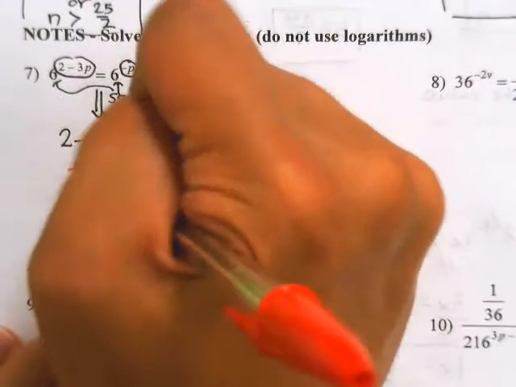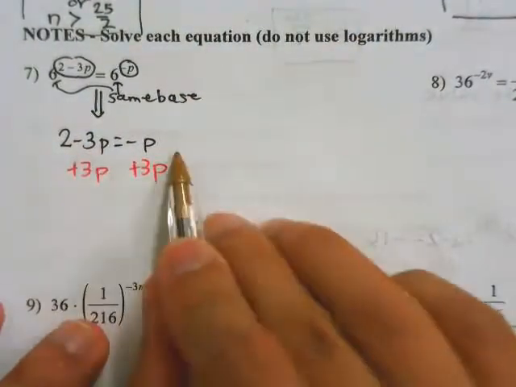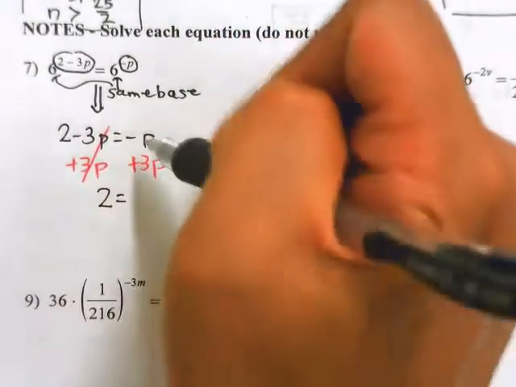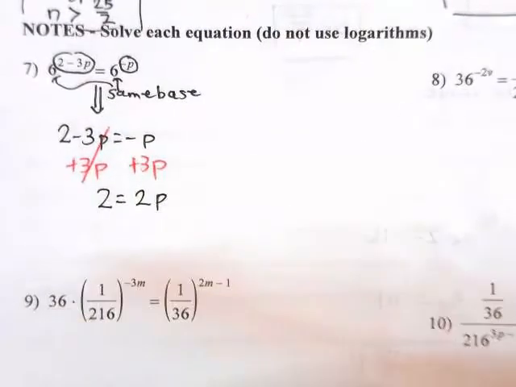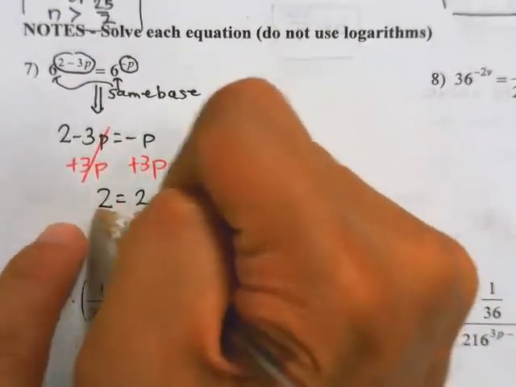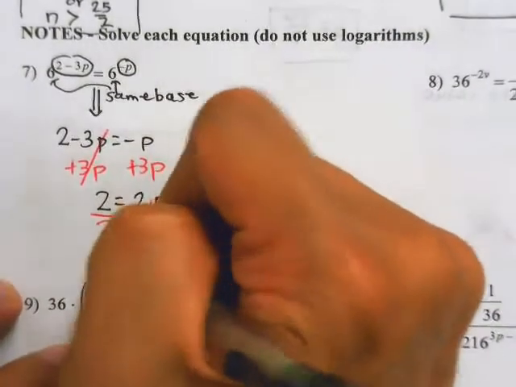Once you're from there, you're going to solve it every other way that you have been solving it. I'm going to add 3p on both sides just because there's only a negative p over here, so I'm going to flip it over so that all the p's are on one side. 2 is equal to 2p. Then divide both sides by 2 because of this 2 here, not because of this 2. Then your p-value is equal to 1.